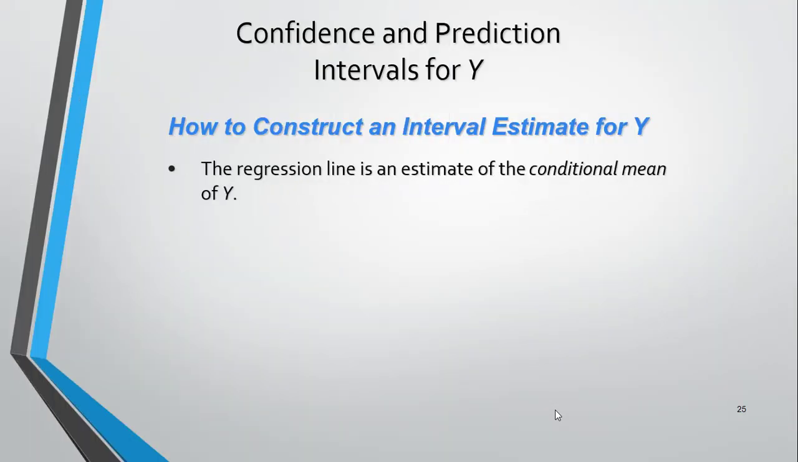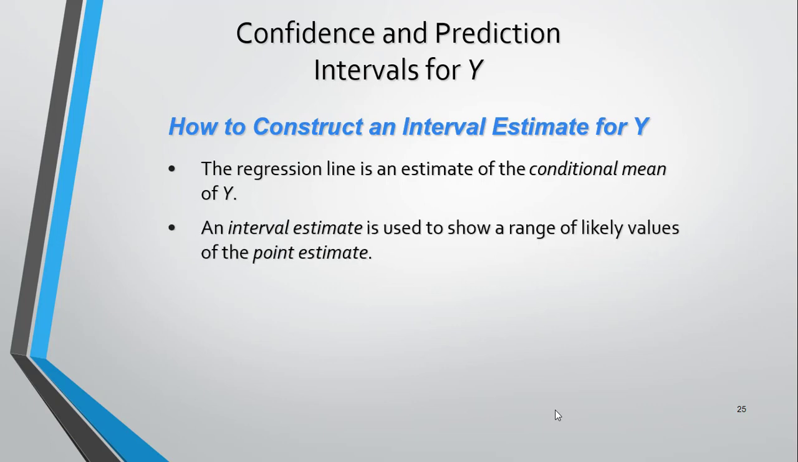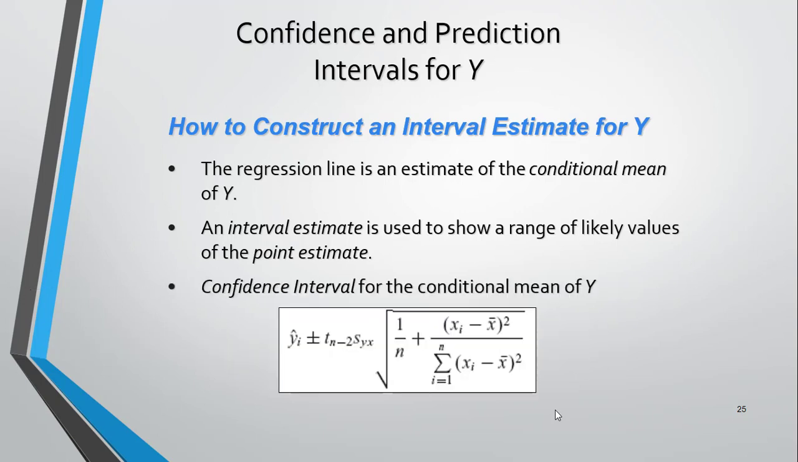You can also construct the interval estimate for y, right? Predict the interval for y. The regression line is the estimate of the conditional mean of y. An interval estimate is used to show a range of likely values of the point estimate. The confidence interval for the conditional mean of y is this: use the y hat, the predicted value, plus or minus the whole thing here. We're not getting into that, but you know everything. The t is the t value, and the standard error, and we know everything here. That's how you construct the confidence interval for y.